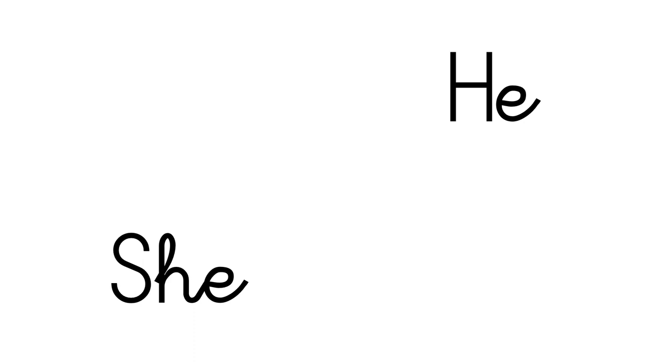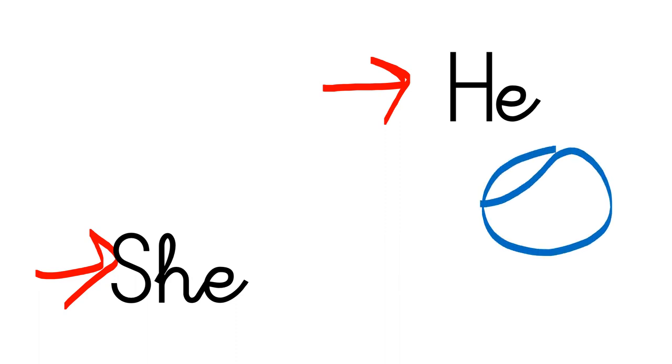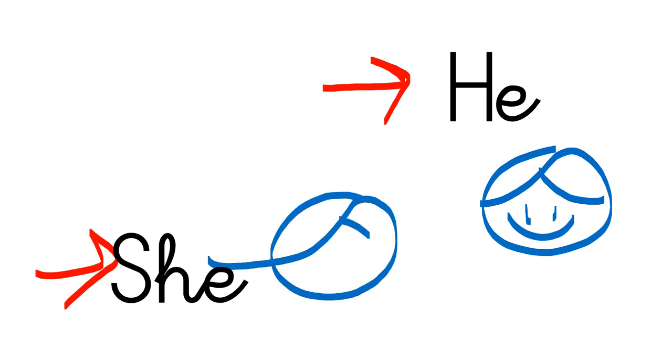Hello! Today we are going to learn a new grammar structure. Today we are going to learn when do we use he or when do we use she. We use he when we want to talk about boys or men. He for boys or for men. And we use she when we talk about girls or we talk about women. She. Let's see some examples.